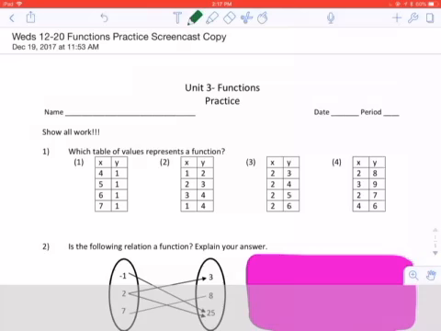But of course, you can still do math because I can help you work through this packet just as if I'm right here next to you. So let's get started right away. Which table of values represents a function?